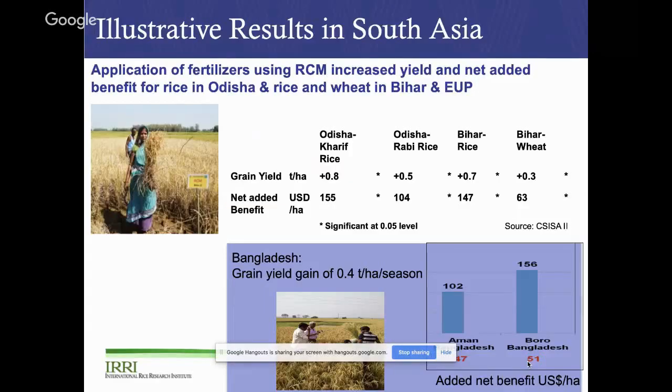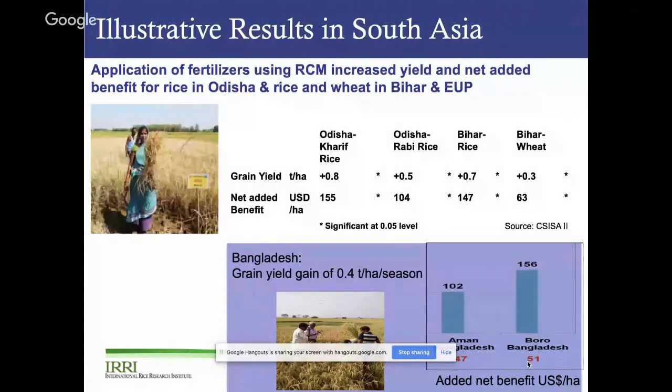These are some of the illustrative results from South Asia, mainly from Orissa and Bihar and Eastern UP in India and Bangladesh. When we did these on-farm trials and evaluated the recommendations generated from Rice Crop Manager against the existing farmers' practice, we could see that there was an advantage of around 0.5 to 0.8 ton per hectare per season in dry seeded rice, and a net added benefit of 100 to 155 USD with the use of Crop Manager recommendations. In addition, in wheat, there was a yield advantage of 0.3 ton per hectare and a net added benefit of 63 USD per hectare.